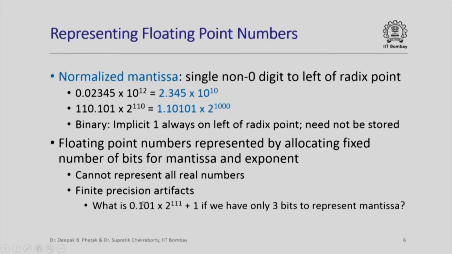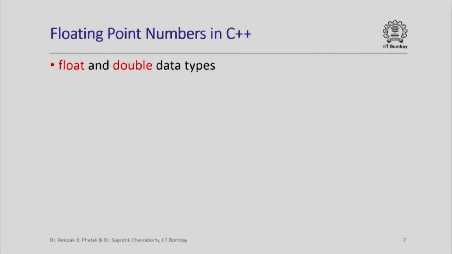The number of bits you need in the mantissa would need to be far larger in order to represent this result exactly. And this is what we call finite precision artifacts: there are certain numbers that we cannot represent exactly, and so we will represent them approximately. We will represent the closest number that we can using the number of bits available to represent the mantissa and exponent. Now in C++, how do we declare floating point variables?